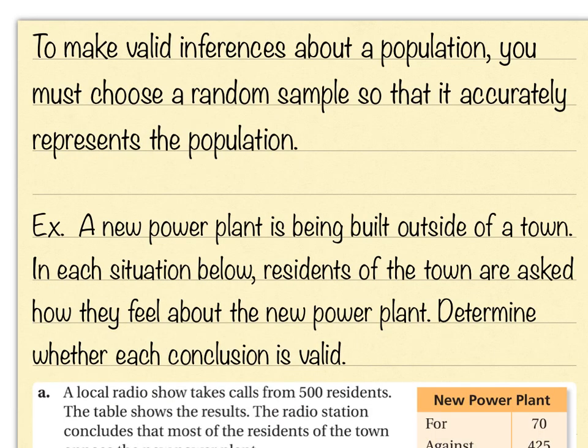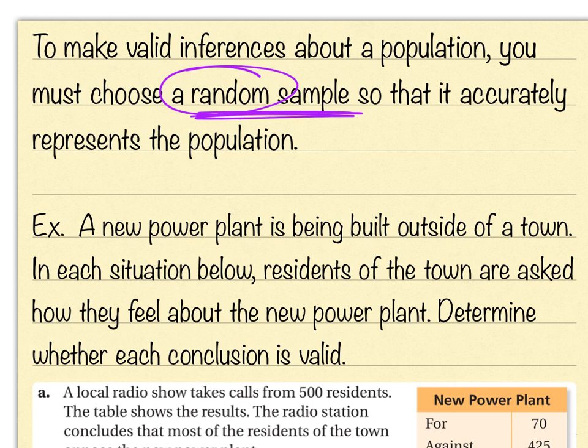So to make valid or good, right, valid would be accurate, to make accurate inferences about a population, you must choose a random sample. That's so important. That word random is so important in this section. We want things to be done randomly. You have to have that random sample so that it accurately represents the entire population.